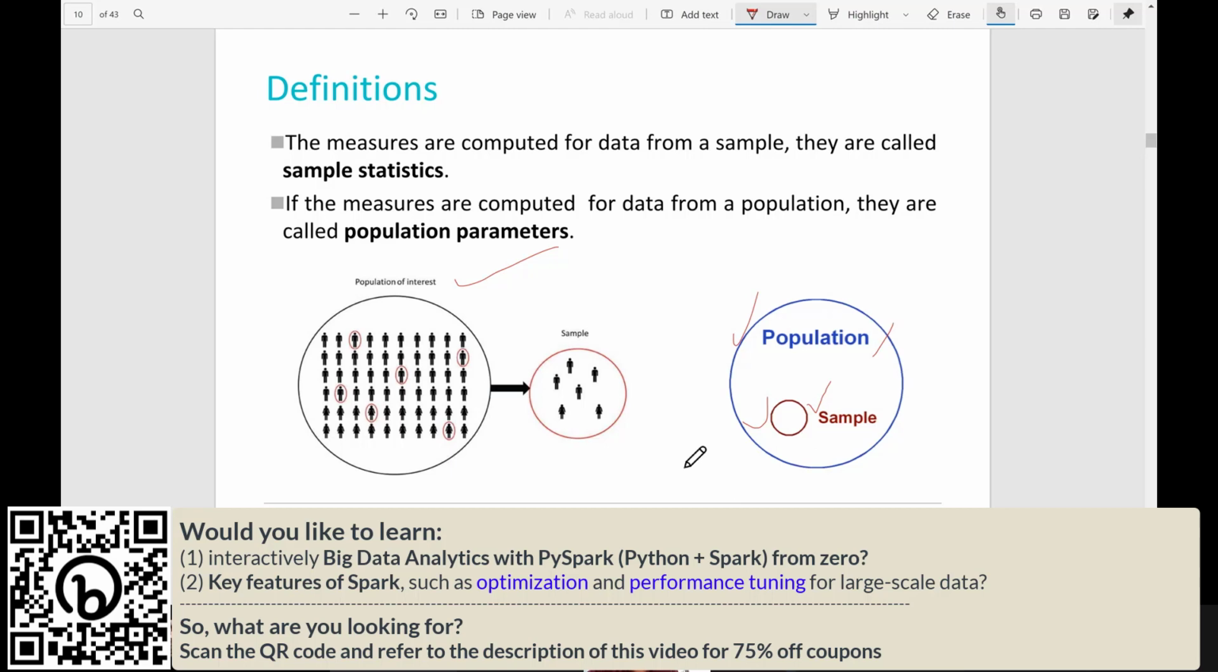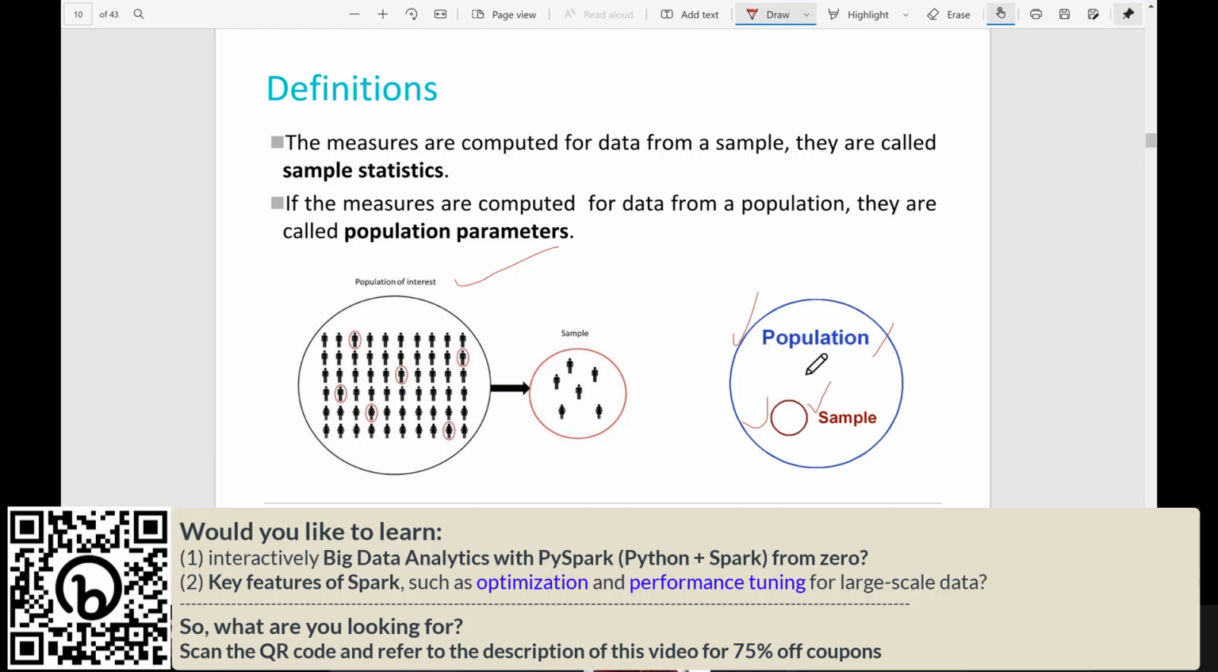A sample means a subset of the population. For instance, you can take 10% of students from computing, 10% of students in art, 5% of students from engineering, and so on. You can take a sample, and then we can work with those samples. And whatever we conclude from the sample, we can then expand to the population.